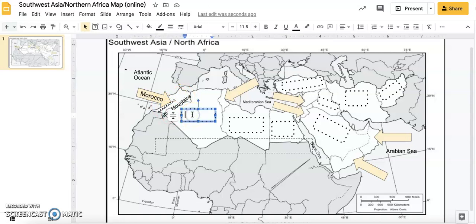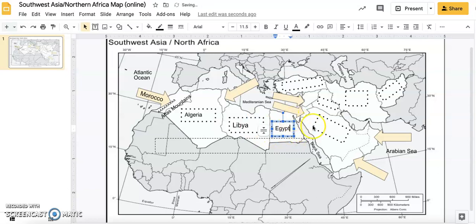Then our next country is Algeria, and Algeria is going to be the biggest country. Next one we have is Libya. And next is Egypt.